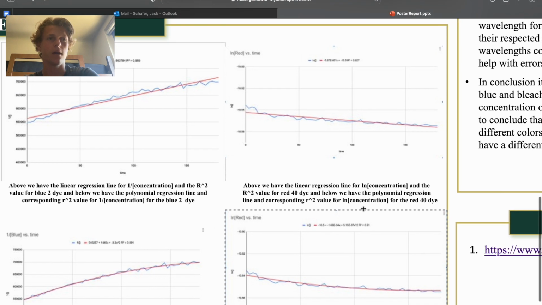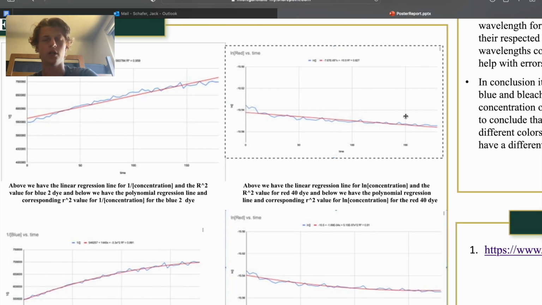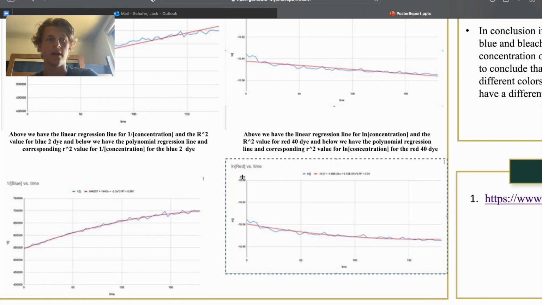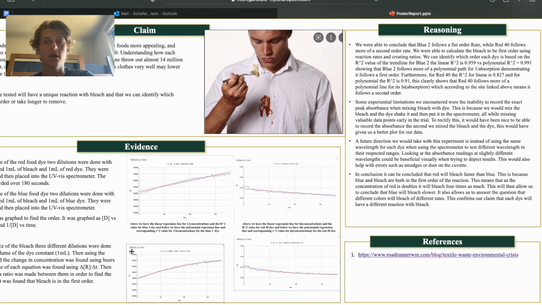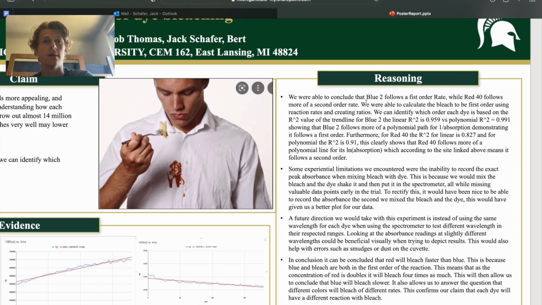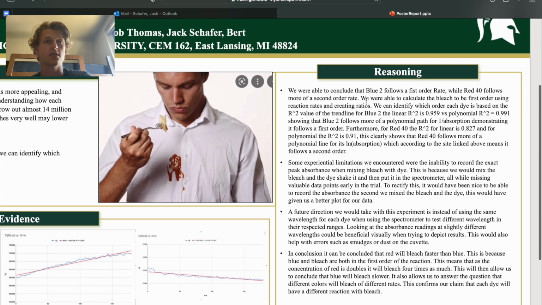And then right here, what we have again is a linear line. Now, however, the regression equation here, the r squared, doesn't fit the data as well as the polynomial line. So this one right here, the natural log of red, is the polynomial graph. So we can assume that this is going to be a second order form. So essentially, blue dye is going to be first order, and red dye is going to be second order. So then we're able to conclude that blue follows a first order rate, and red is going to follow the second order rate, just like I said before.